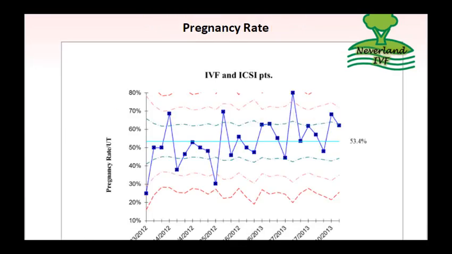This is another example of a P-chart showing the pregnancy rate over a 6-month period. Notice that a gradual increase in the pregnancy rate can be easily seen in the graph.